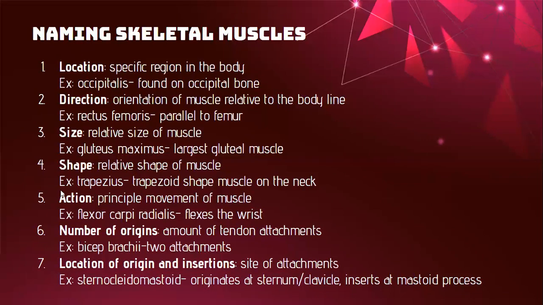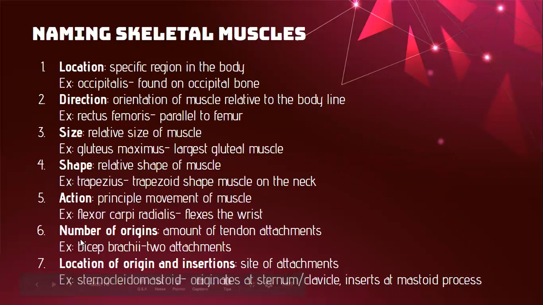Sometimes they're named on their action, what they do, which is the principal movement of the muscle. The flexor carpi radialis is a muscle in your forearm that connects to your wrist, and it flexes the wrist. Flexor flexes, yeah. And sometimes they're named off of really strange things, but that's just how it is.